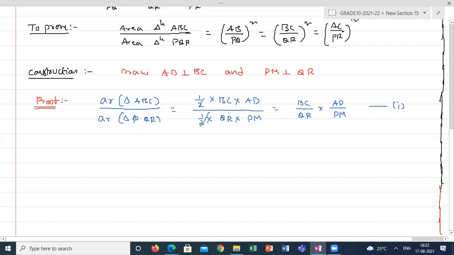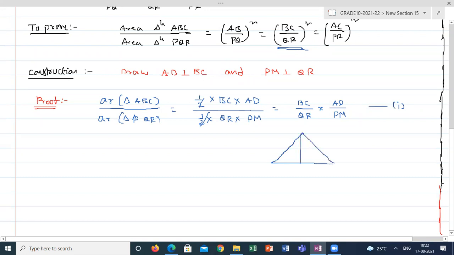If I am able to prove BC by QR is equal to AD by PM, then I will get the BC by QR whole ratio. So this ratio I am getting. Is it clear, guys, what I am saying? Yes, sir.